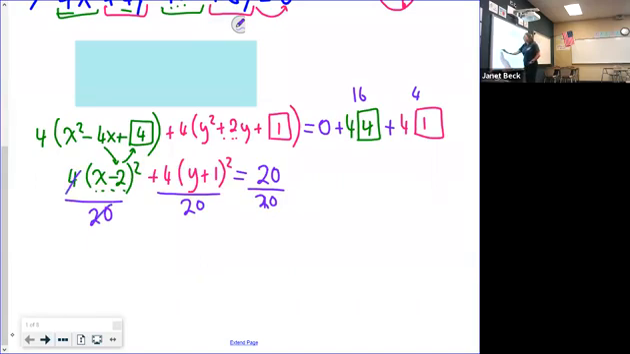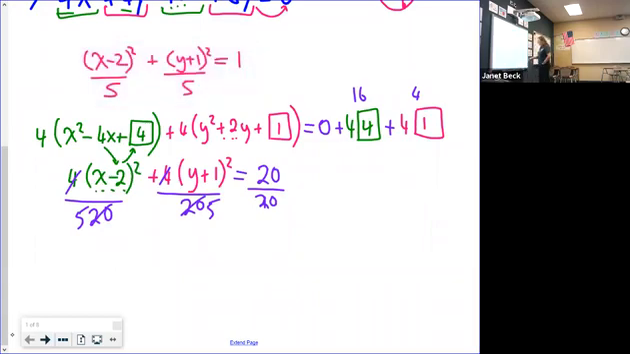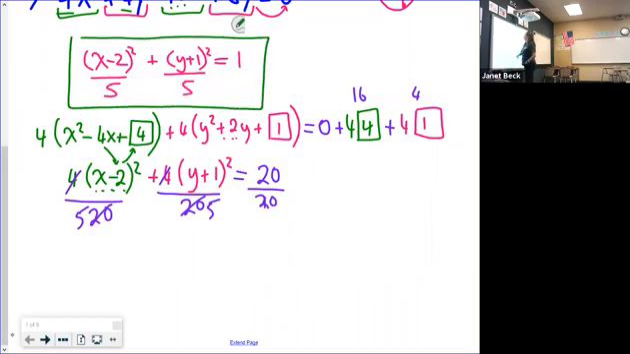4 goes into 20 5 times, 4 goes into 20 5 times. So there's our equation, and it now looks like an ellipse, but we have a bit of an issue with it. Is it horizontal or vertical? Well, it's neither. Let's graph what we've been given.